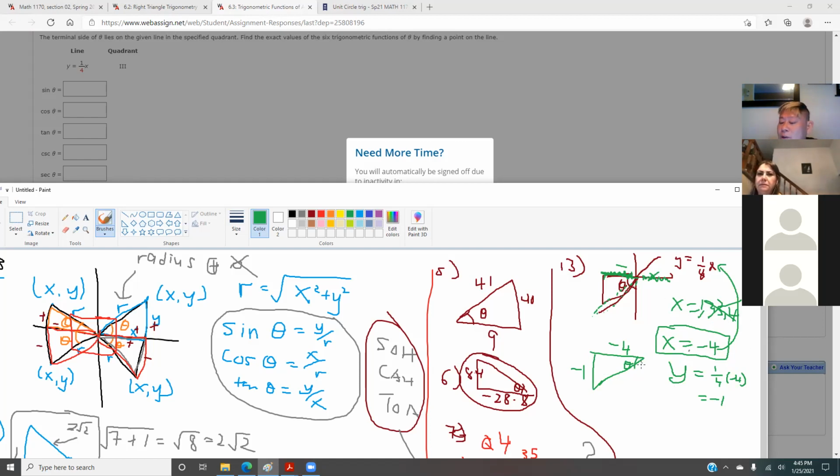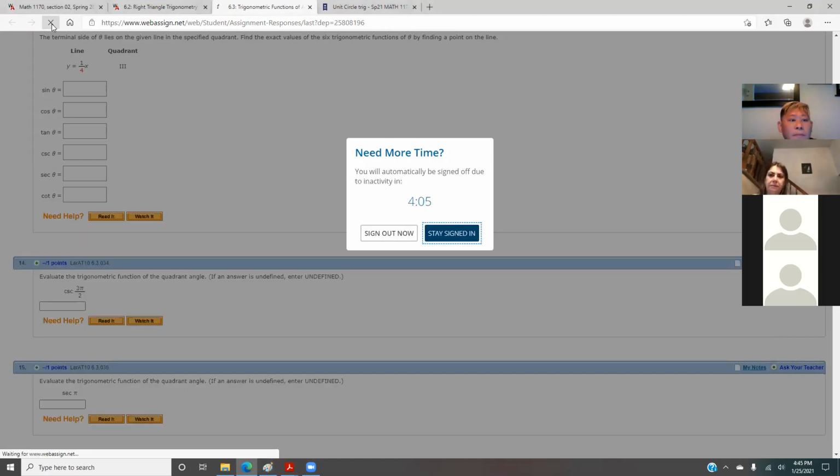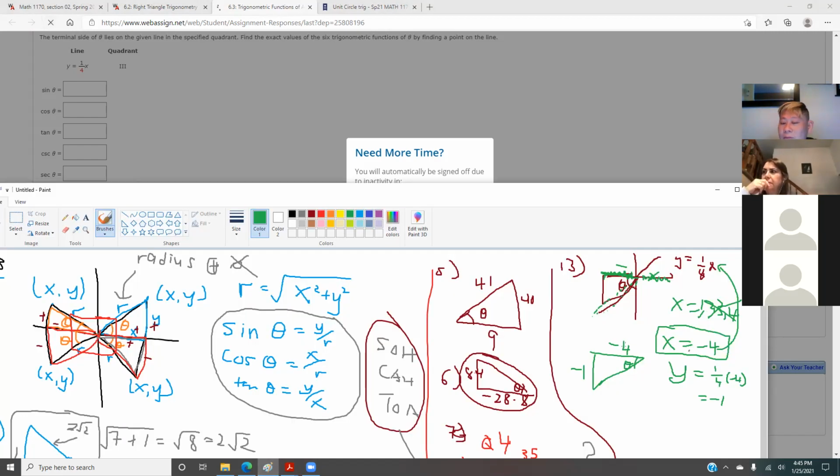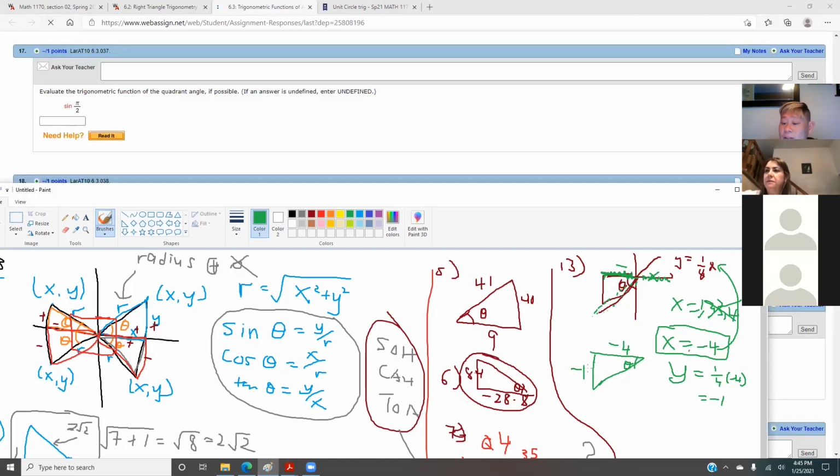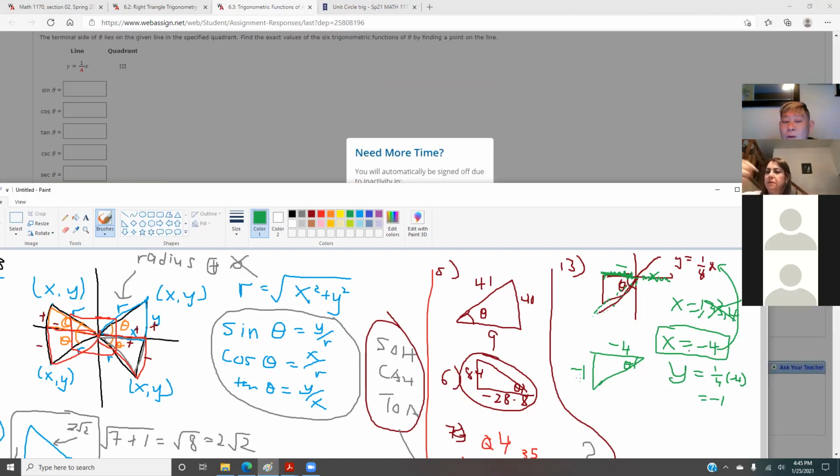So can someone tell me what is your hypotenuse in this case for question 13? 4 squared is 16. 16 plus 1, that is what? Square root of 17. And the good thing is because your hypotenuse is always positive, you do not worry about negative or positive. So question 13, this is the triangle you're going to use.